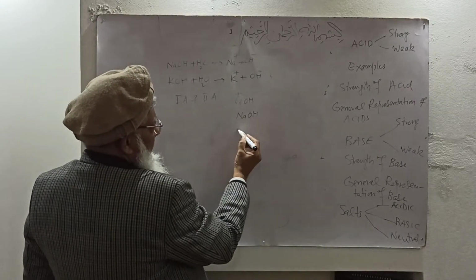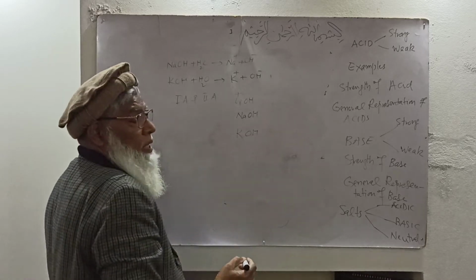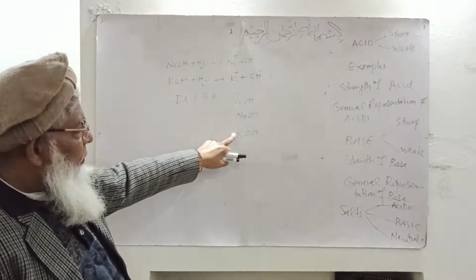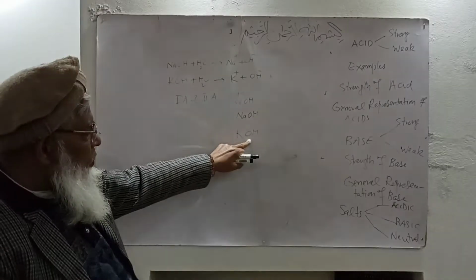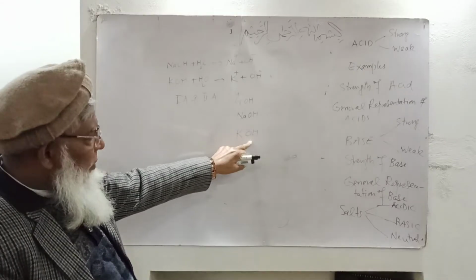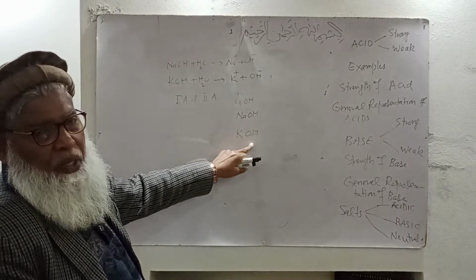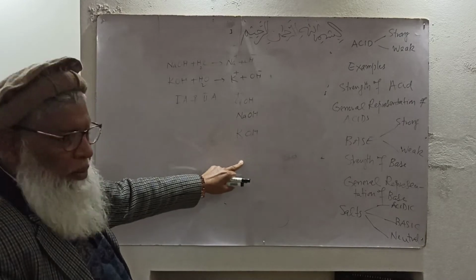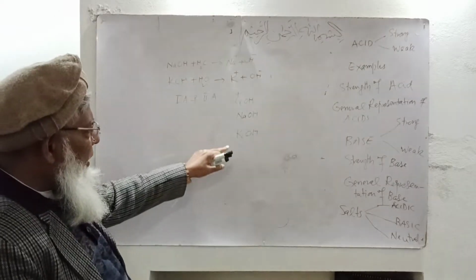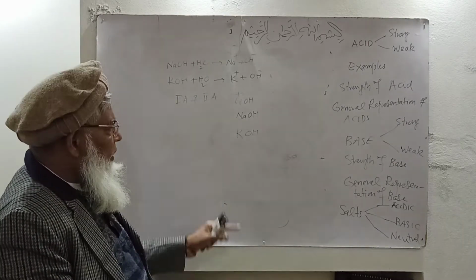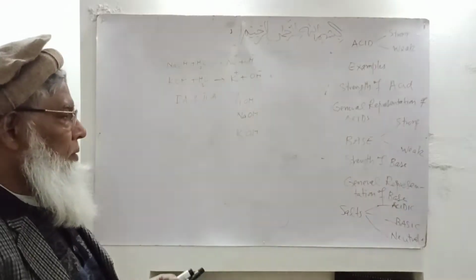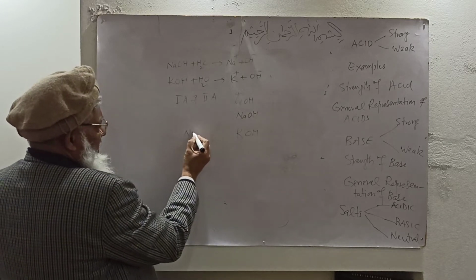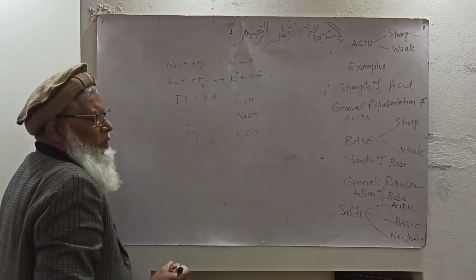And similarly, potassium hydroxide is the strongest base. Its charge density is very low, so it has a weak hold on hydroxyl ion. So hydroxyl ion may be given very speedily, very easily, very quickly. So it is the strongest base. In this way, rubidium, cesium, francium down the group, charge density is gradually decreasing, and therefore the strength of bases increases. So in this way, ammonia is an electron donor.